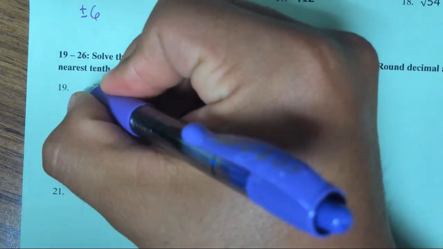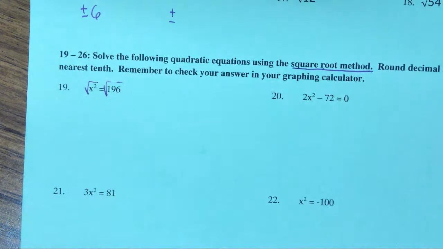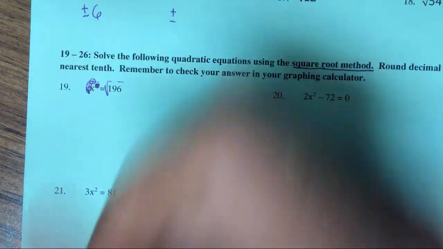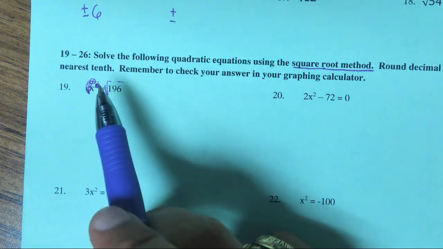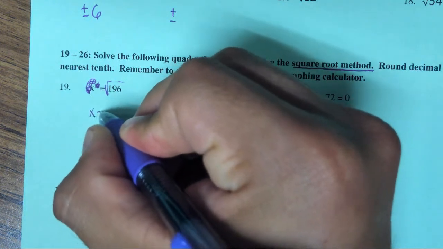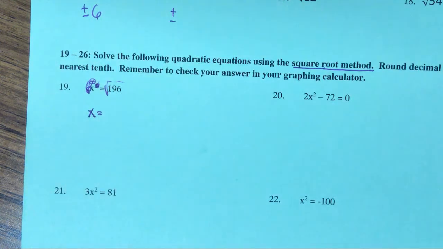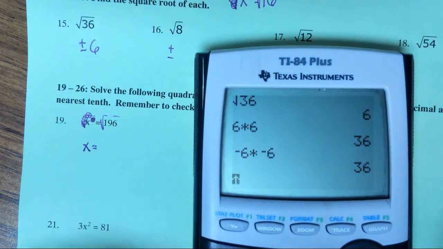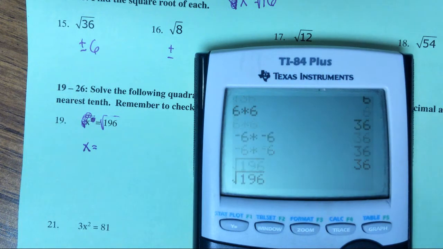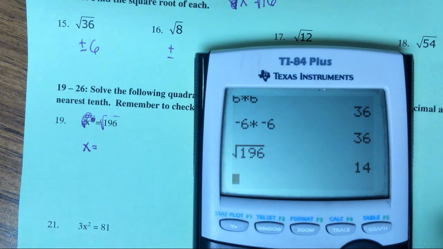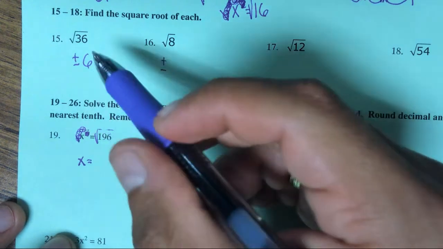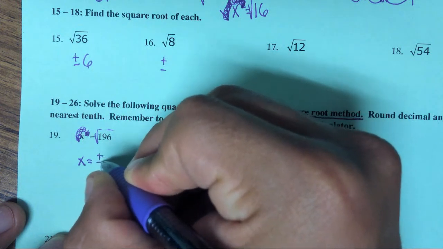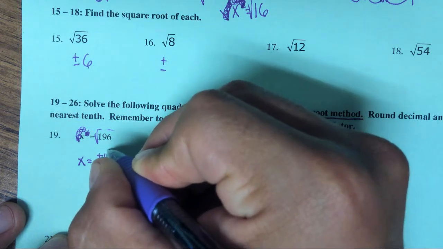Square root method just means that I go in and I take the square root of both sides. Remember that this side squared and square root cancel each other out, so both of those go away. I'm left with just the x, so I have x equals. And then on my calculator, just like we did up here, we're going to take the square root of 196, which is going to give me 14. So that means that just like up here, the plus minus, my answer here is positive 14 and negative 14, so I can write that as plus minus 14.